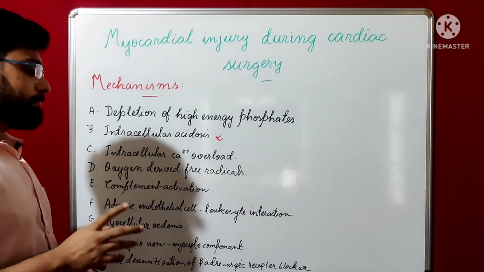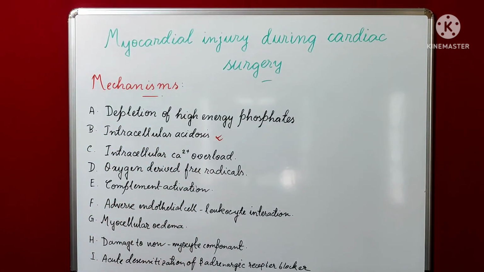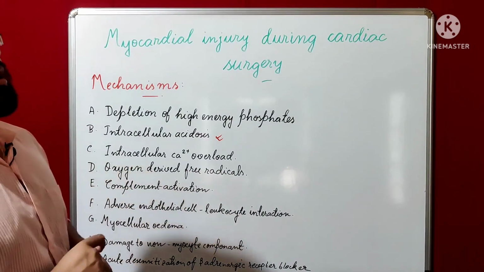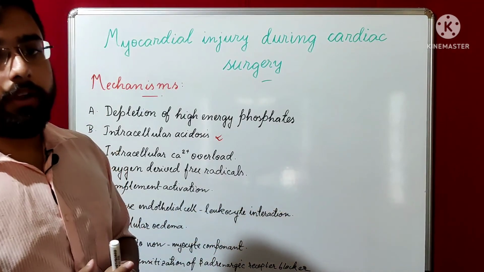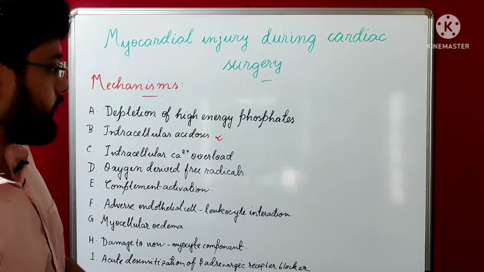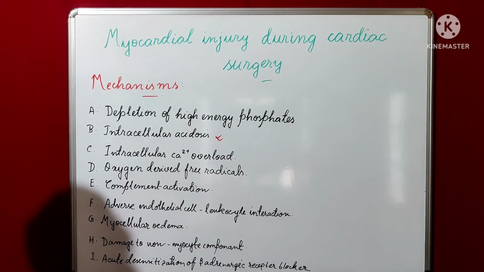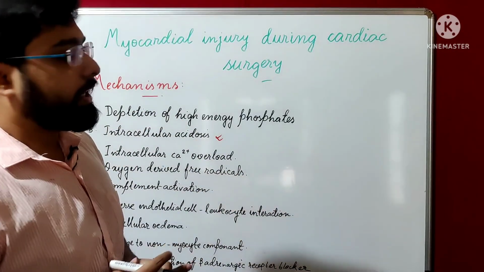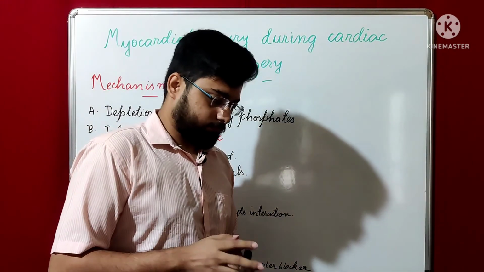recoverable. These are partially reversible, and if at this stage proper measures are not taken, then myocardial necrosis will set in, and as a result of myocardial necrosis and apoptosis, there will be overall myocardial cell death. Now we cannot recover a dead cell, so there will be permanent dysfunction of myocardium. These are the consequences of myocardial injury during cardiac surgery.